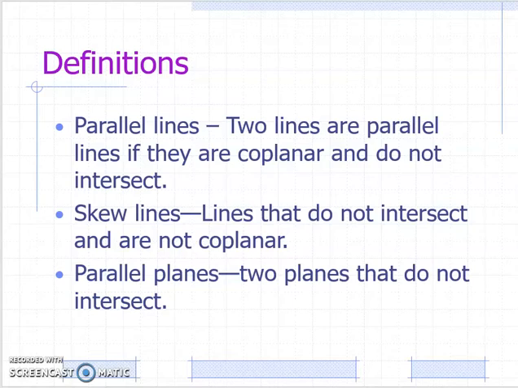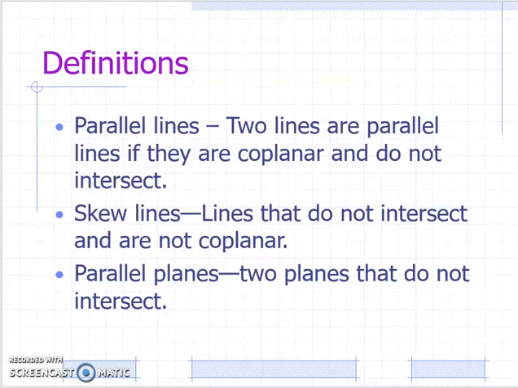Parallel lines are 2 lines that are coplanar and do not intersect. Now, coplanar, remember, means on the same plane. So if you think about 2 lines that do not intersect that are on the same plane, you could imagine train tracks. You know how the train tracks never intersect, they just keep going at the same distance apart. So that would be your image of parallel lines.